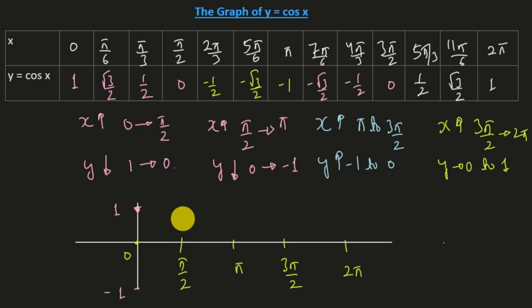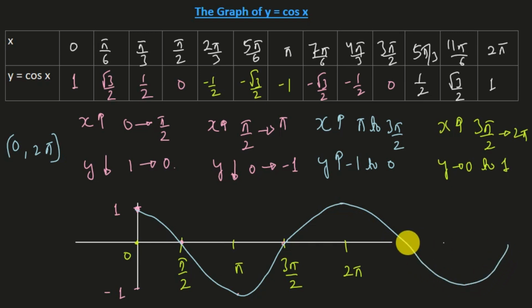Then at pi by 2 we have 0. At pi we have -1. At 3 pi by 2 again 0. At 2 pi we have 1. You can join these points with a smooth curve like this. Now this is the cosine curve between this interval 0 to 2 pi, and afterward it is going to repeat. It will repeat like this. It will go to the right side like this and to the left side like this, right?